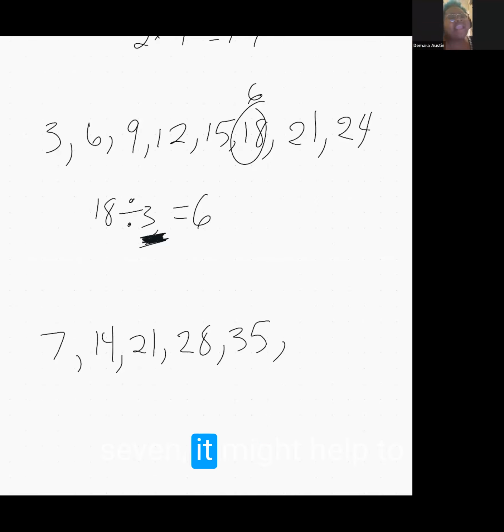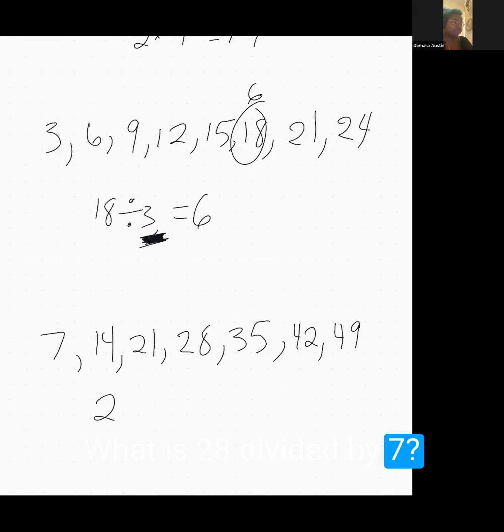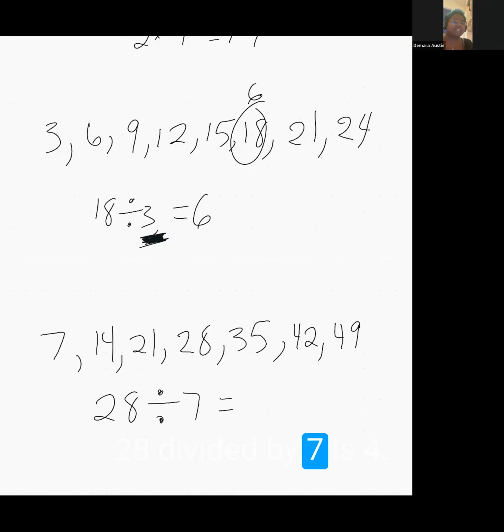When you're adding 7, it might help to break it down, right? Do plus 5 plus 2 or plus 4 plus 3 or whatever you need. So 42 plus 7. 49. Okay. Use skip counting. I want you to answer the question. What is 28 divided by 7? Count up until you get to 28. How many fingers do you have up? 4. 28 divided by 7 is 4.